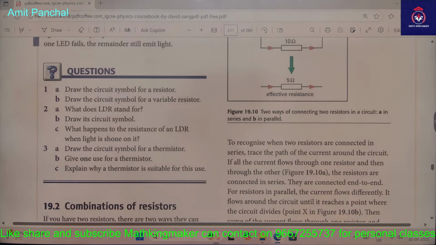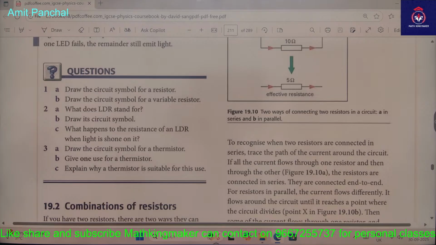Okay. What happens to the resistance of an LDR when light is shone on it? It starts increasing, right? Yeah, it operates. Yes, sir. So the resistance starts increasing, right? Resistance will decrease.